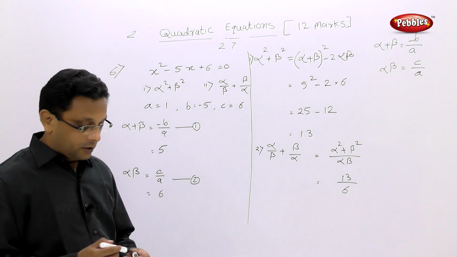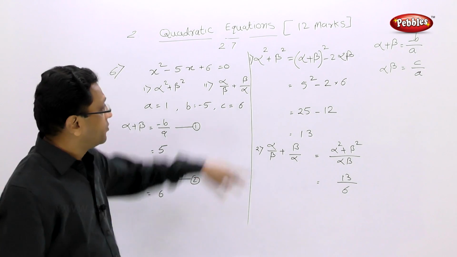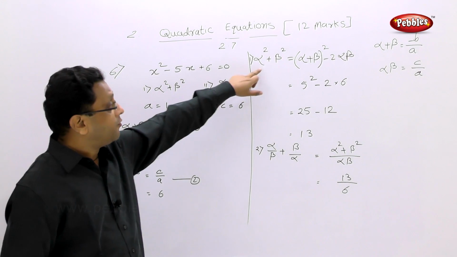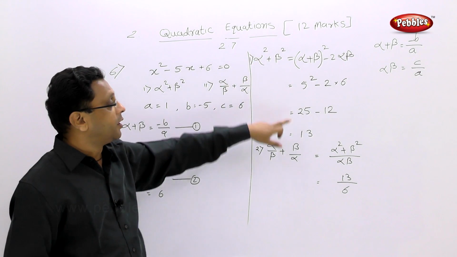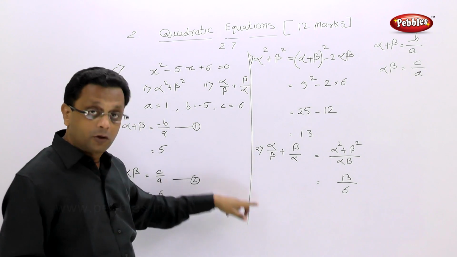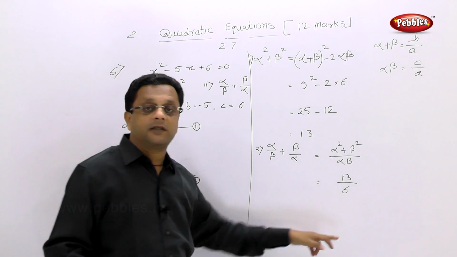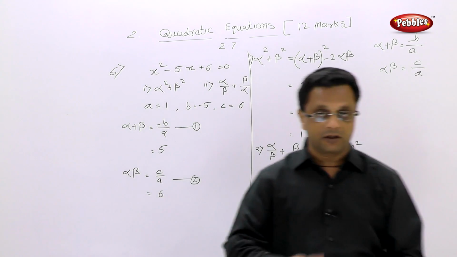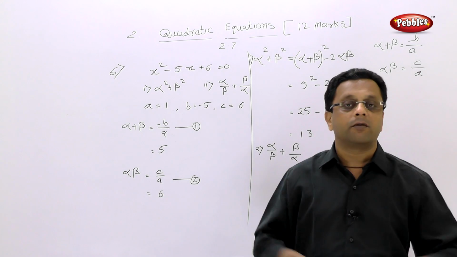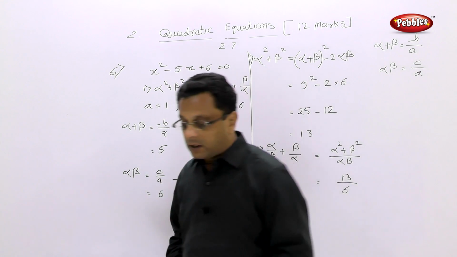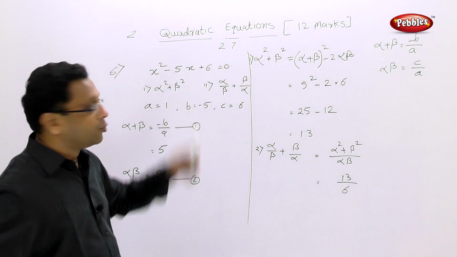As a final answer, you have to write again: Answer 1, alpha square plus beta square is equal to 13. Answer 2, alpha upon beta plus beta upon alpha is equal to 13 by 6. You have to write both the answers at the bottom and finish the problem. Let us see the last example of 2.7.